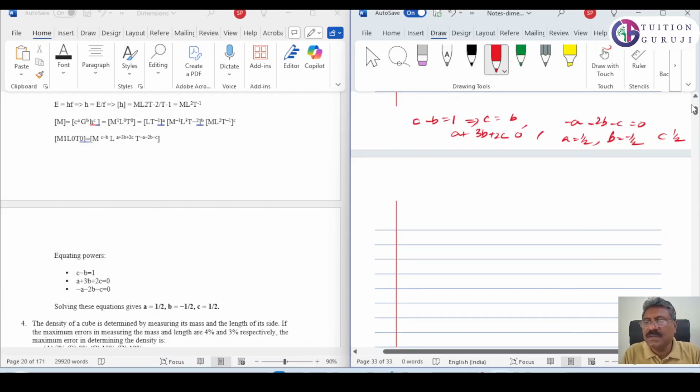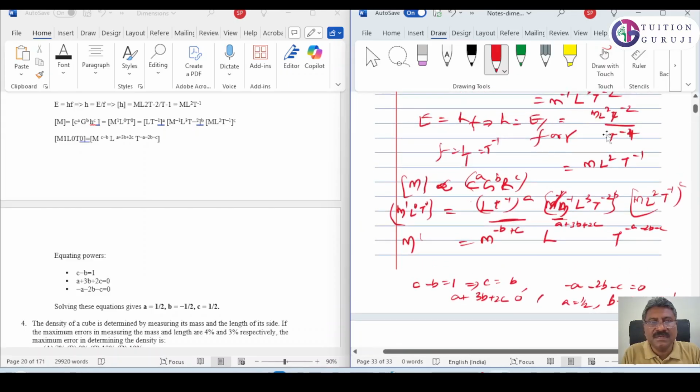So you can put these values here. Okay. When you put these values here, what will you get? The equation is C. We are giving value a is half, then b is equal to minus half. Okay. C is equal to half. That means C H square root of C H by G.